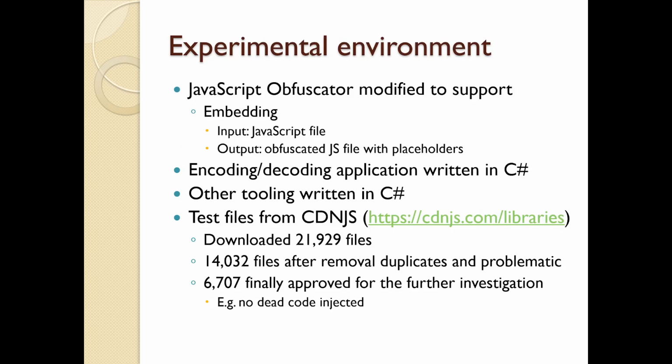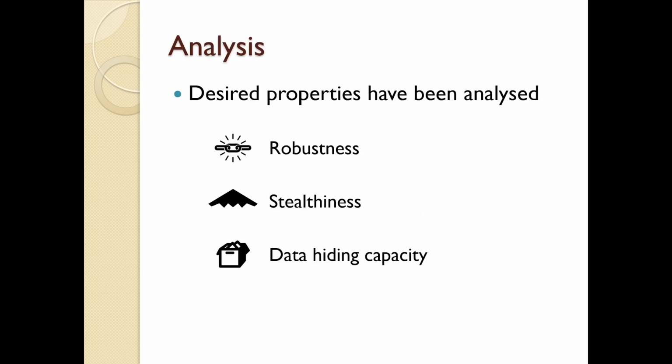In our experimental environment, we use JavaScript obfuscator as a base obfuscator, which is modified to be able to include this placeholder instead of randomly generated strings during the dead code generation. Encoding, decoding functionalities are implemented in C#, and other required tooling is also implemented in C#. Test files are taken from CDN.js library. And finally, for our experiment we have over 6,700 files.